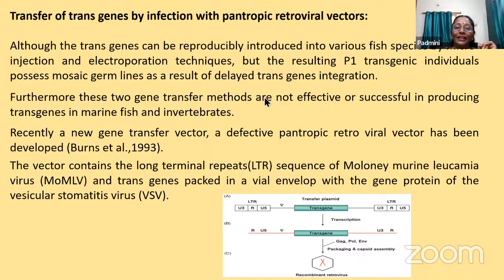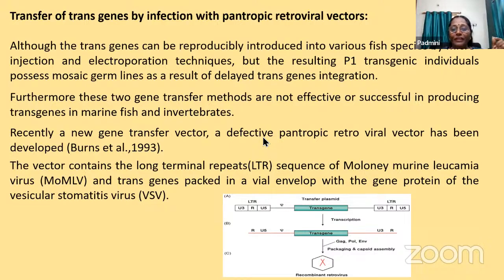Further, these two gene transfer methods are not effective or successful in producing transgenes in marine fish and invertebrates. Though you can do it in freshwater, microinjection and electroporation are not very successful in marine fishes, that is, saltwater fishes, and invertebrates. So what is the next step that you can do? This is the new technique, that is, gene transfer with a pantropic retroviral vector.